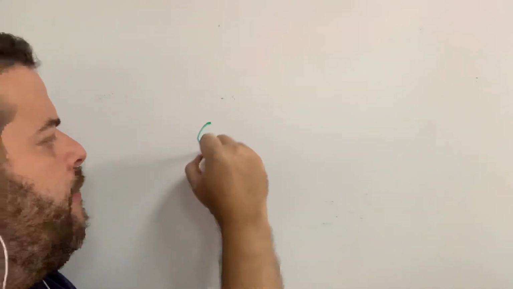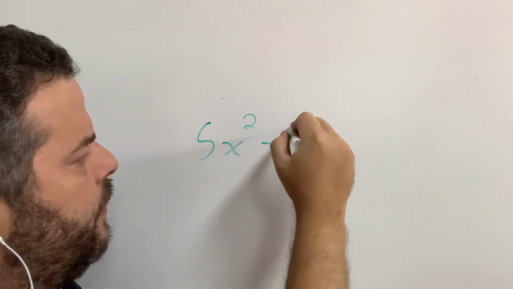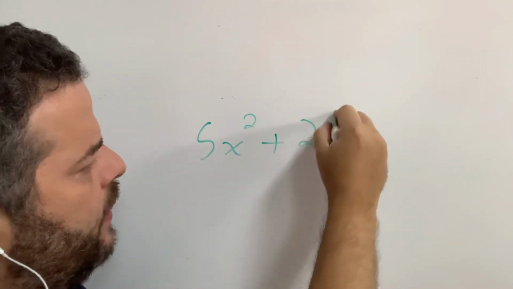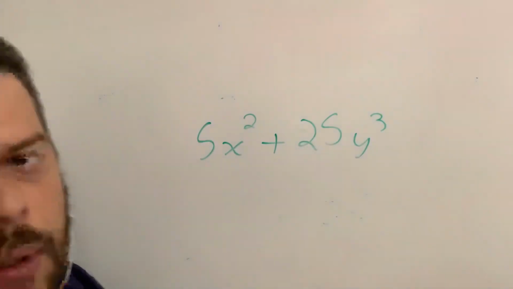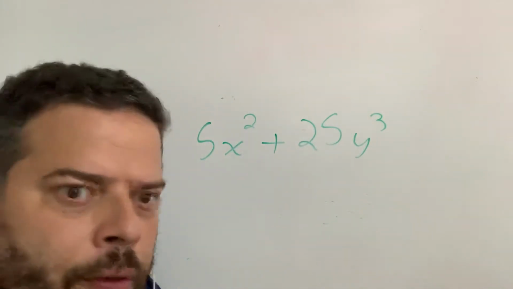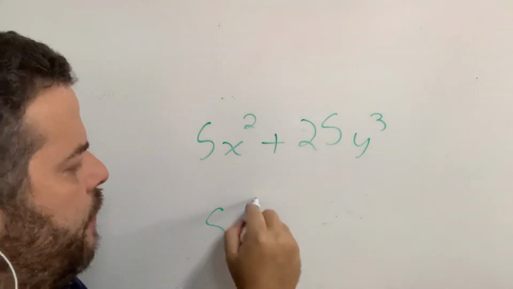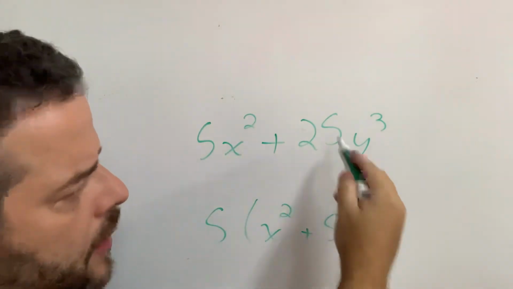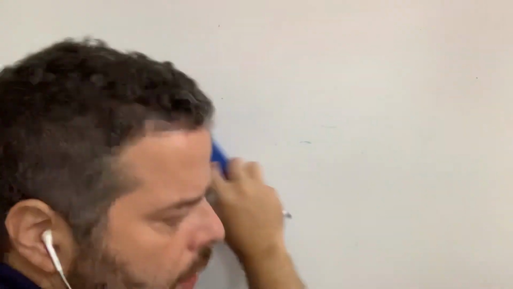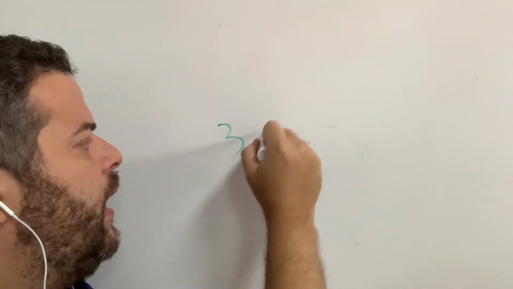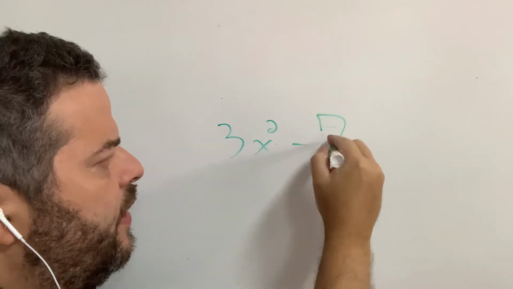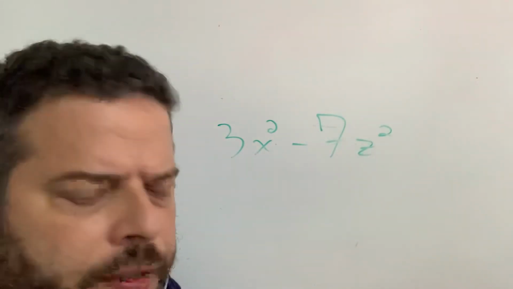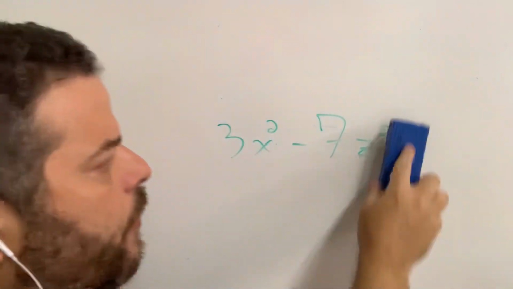Let's do another common factor in which I only have a number in common. 5x squared plus 25y cubed. Profe, the letters are different. Doesn't matter. They're not in common. So 5, then inside I would have x squared plus 5y cubed. If I were to multiply this, I would end up with the original polynomial. Also, they might not have anything in common. 3x squared minus 7z2. No common factor. So that's pretty straightforward.